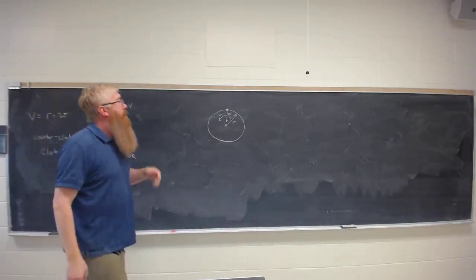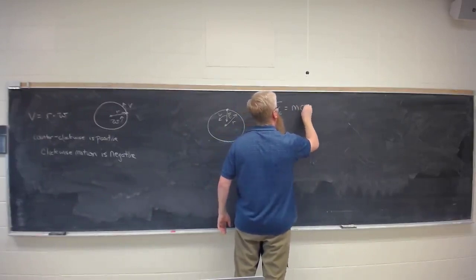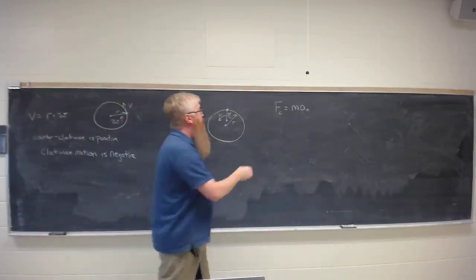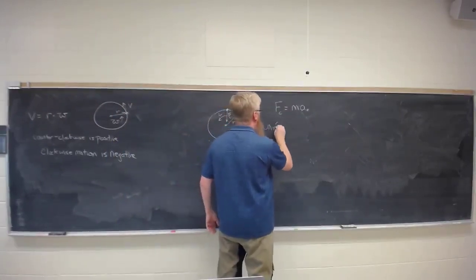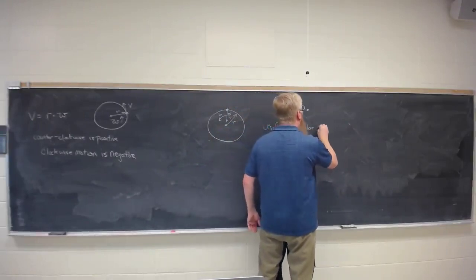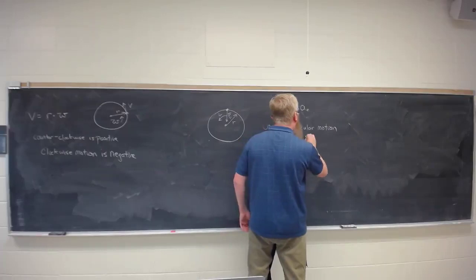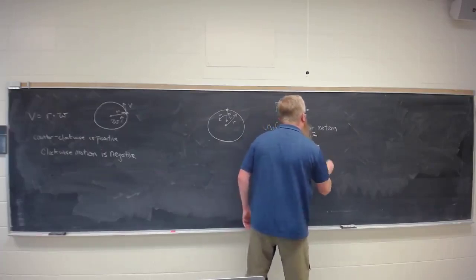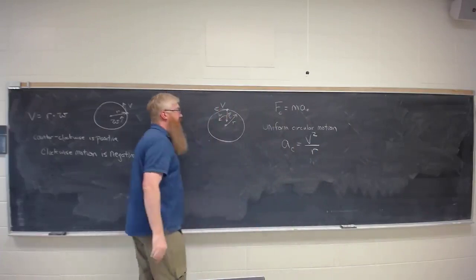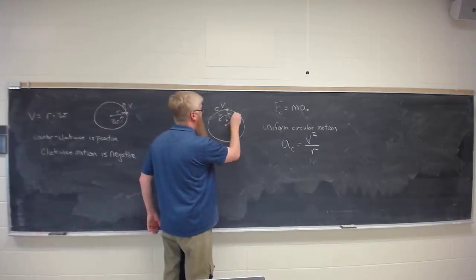So the centripetal force is equal to the mass times the centripetal acceleration. But for uniform circular motion, the centripetal acceleration is the speed of the object squared over the radius. So this object is going to have some velocity v, and the magnitude of that velocity is speed, at some distance r.